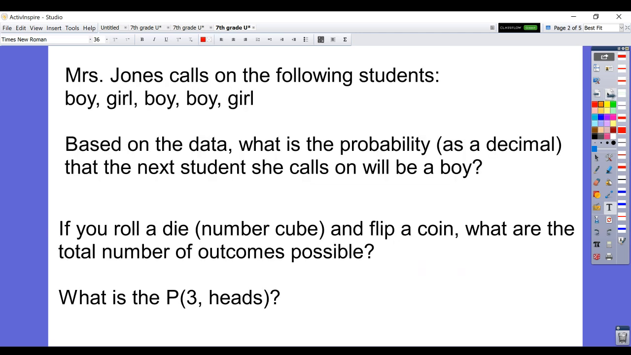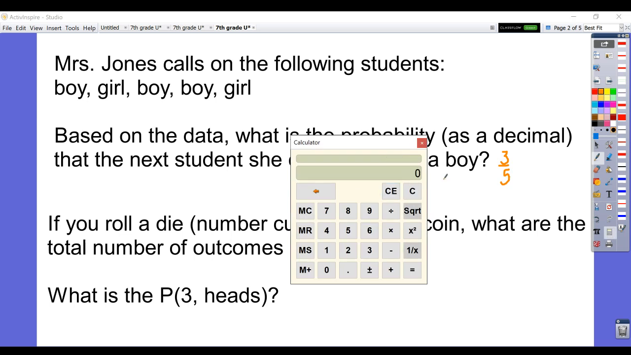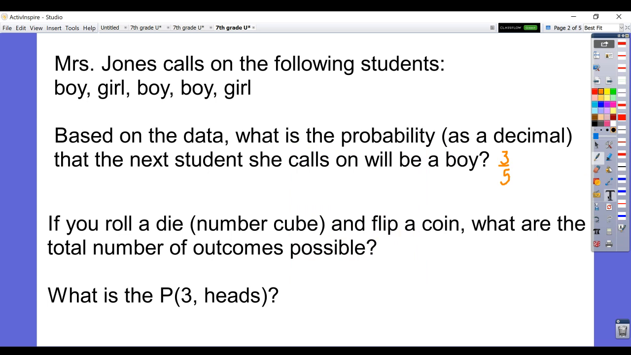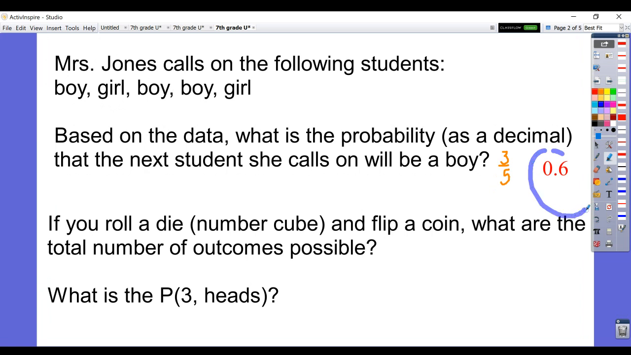Next one, Mrs. Jones calls on the following students, boy, girl, boy, boy, girl. Based on the data, what is the probability as a decimal that the next student she calls on will be a boy? So we had 3 boys called on out of 5 students. And since they want the decimal, we would change that to a decimal by taking the numerator divided by the denominator. So 3 divided by 5, which gives us 0.6, 6/10. Which should make sense because 3/5, of course, is equal to 6/10. And since they asked for the decimal, that would be our answer then.